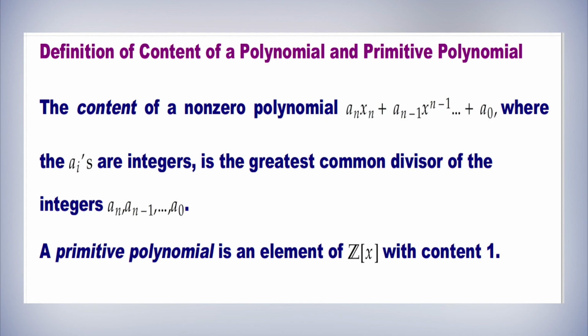Definition of content of a polynomial and primitive polynomial. The content of a non-zero polynomial a_n x^n plus a_(n-1) x^(n-1) and so on up to a_0, where the ai's are integers, is the greatest common divisor of the integers a_n, a_(n-1) and so on up to a_0. A primitive polynomial is an element of Z[x] with content 1.